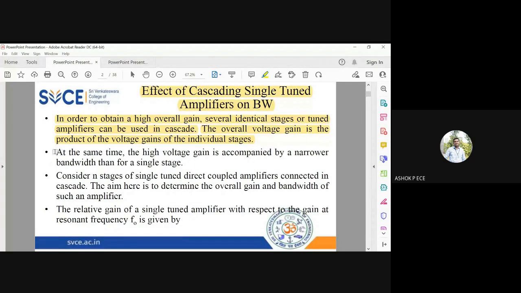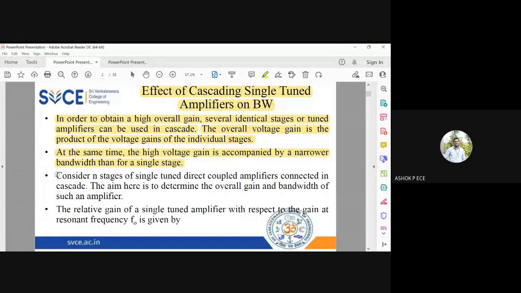Okay, so this very high voltage gain will always make the amplifier have a narrow bandwidth. So you cannot have an amplifier which has a very high gain and very high bandwidth. It is literally impossible. It is not at all possible to have an amplifier having very large gain and very large bandwidth. That is practically impossible. So naturally, when you cascade multiple single tuned amplifiers, the voltage gain will be very high. The bandwidth will keep on becoming narrow.